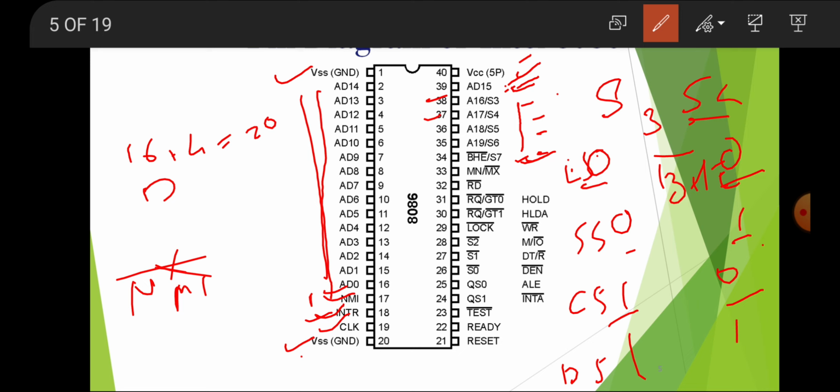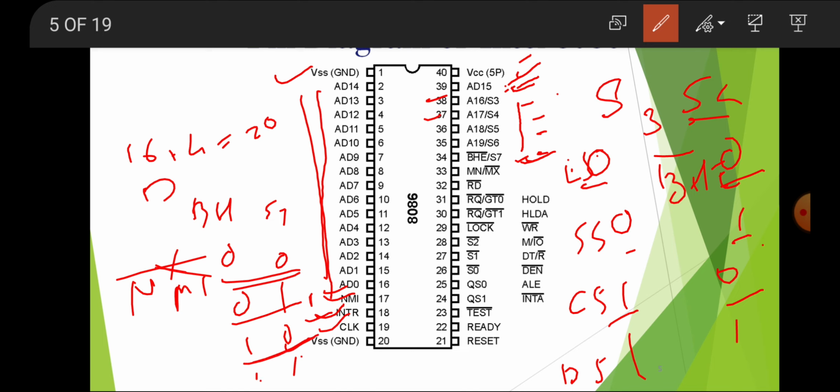Upper bits means from D8 to D15, right? When the bits are 1 and 0, then you can use the lower bits, that is D0 to D7. And if you are using none, then you can set these bits to 1 and 1. So this is exactly how the pin diagram works.